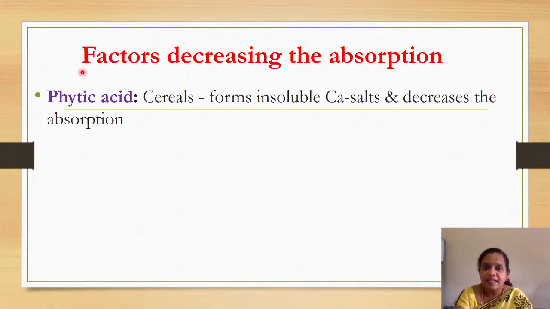Phytic acid in the diet, because the diet that we take is a mixed diet. We don't take specifically only carbohydrate or only lipids or only vitamins like that. Our diet is a mixed diet, so our diet will have multiple things. When we take cereals, the cereals will have a special substance called phytic acid. This phytic acid will form insoluble salts with the calcium. Once the calcium is precipitated or forms an insoluble salt, it becomes very difficult for its absorption. So it has to be avoided.